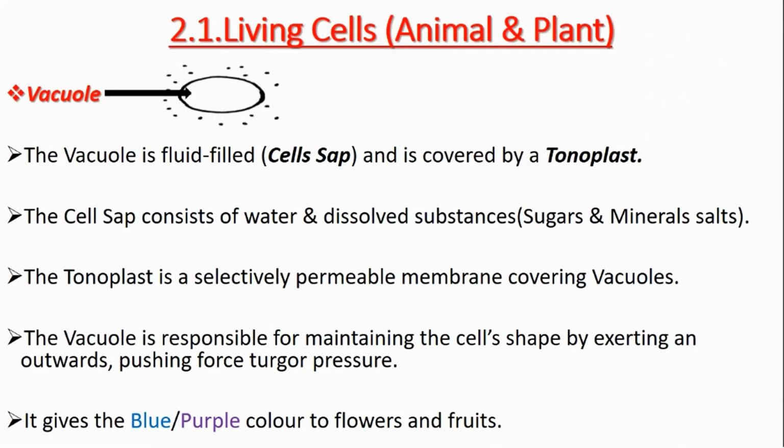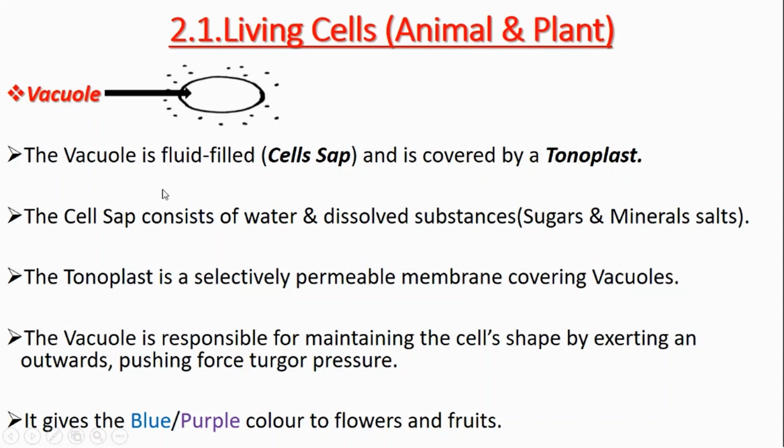Moving over to the vacuole. You remember when I said that the plant cell has a large vacuole and the animal cell has a much smaller vacuole? There is what a vacuole looks like, and a vacuole is fluid filled and it's covered by a tonoplast. The fluid filled parts are called cell saps. So inside here is what you call cell saps, and right around the vacuole is what you call a tonoplast.